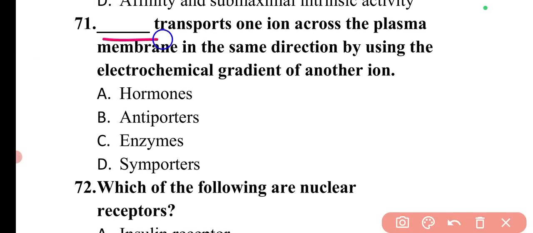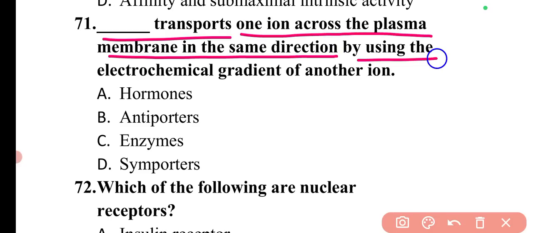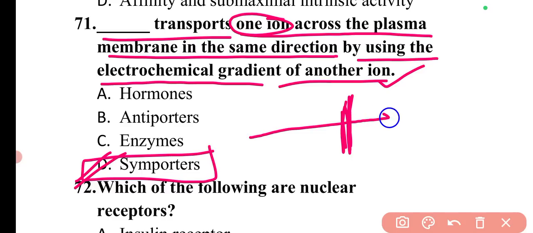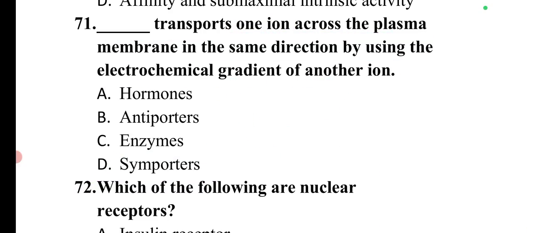Next question is: dash transports one ion across the plasma membrane in the same direction by using the electrochemical gradient of another ion. These are simply the symporters, which transport one ion across the plasma membrane, moving in the same direction by using the electrochemical gradient of another ion. So here option D is correct.